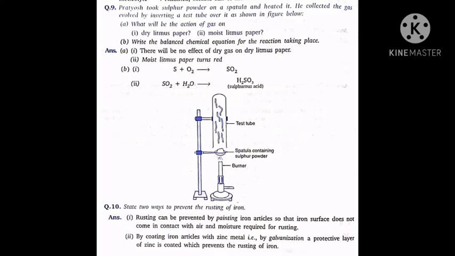Question number 10. State 2 ways to prevent the rusting of iron. This is a general question related to the first lesson also. Answer. First one, rusting can be prevented by painting iron articles so that the iron surface does not come in contact with air and moisture required for rusting. Second one, by coating iron articles with zinc metal, that is by galvanization, a protective layer of zinc is coated which prevents the rusting of iron.